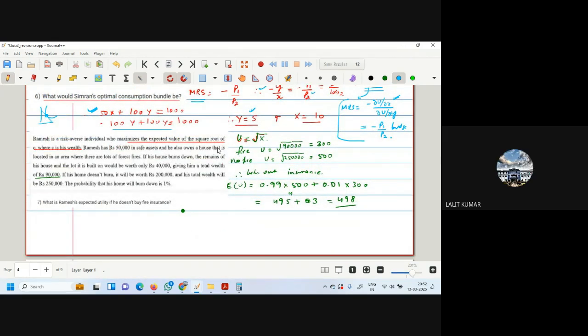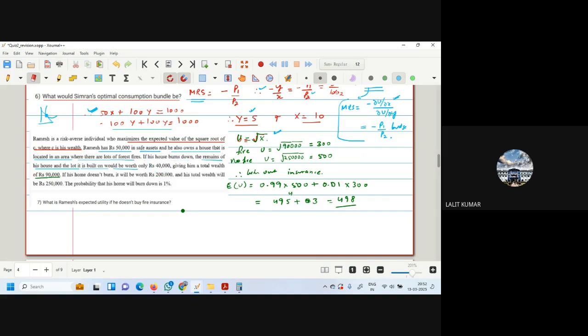Okay, next question we come. Ramesh is a risk-averse individual who maximizes the expected value of the square root of C. So his utility function is U equals root of X. Ramesh has 50,000 in safe assets. He also owns a house that is located in an area with a lot of forest fires. If his house burns down, the remains of his house and the lot it is built on would be worth only 40,000. So this is state 1, when it burns. It gives him a total wealth of 90,000.